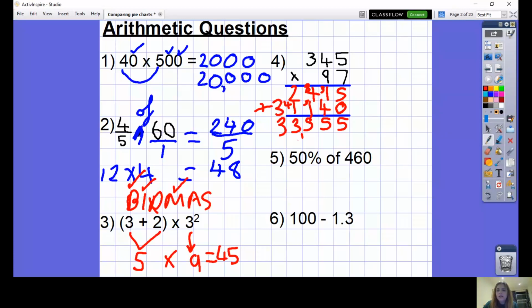I could either find 10% and then times that by 5, or I could remember to myself that 50% is equal to 1/2. 1/2 of 460 is equal to 230.